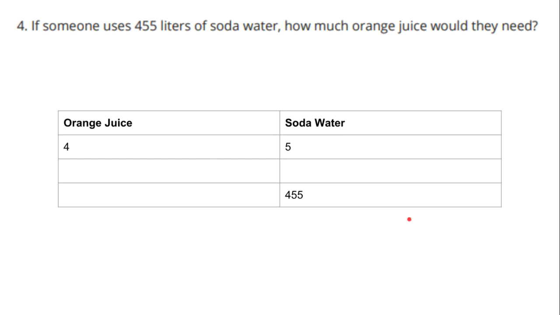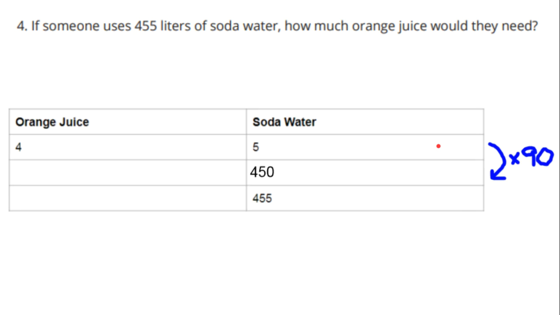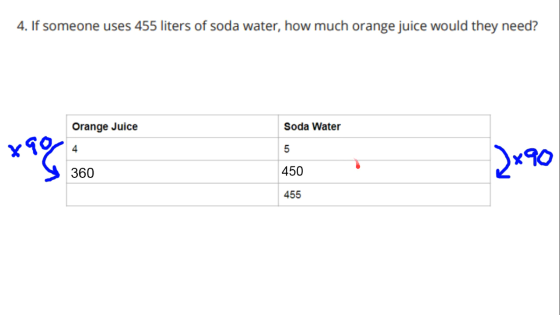I might not know 5 times what is 455, but I do know that 5 times 90, because I know 5 times 9 is 45. So 5 times 90 is 450. If I multiply this part by 90, I'm going to multiply this side by 90 and I get 360. The reason I jumped and multiplied by 90 is 450 is really close to 455.